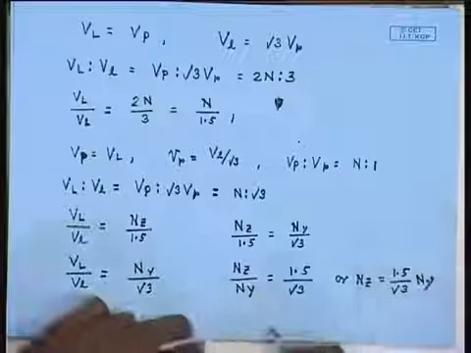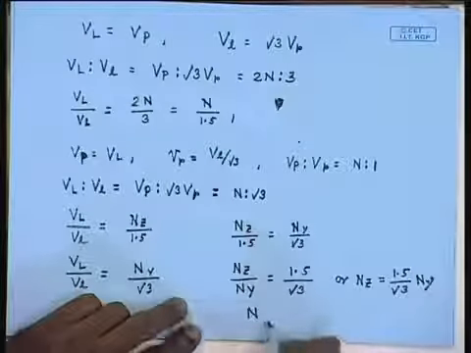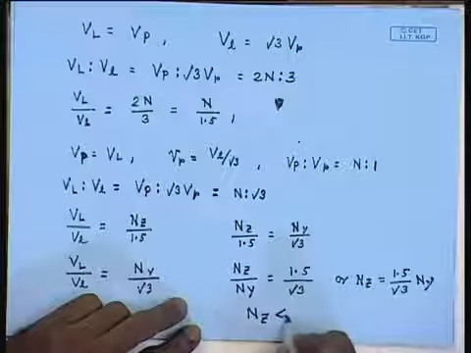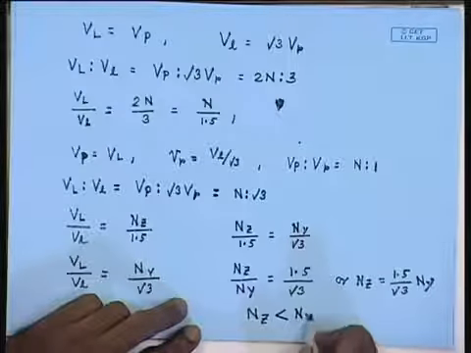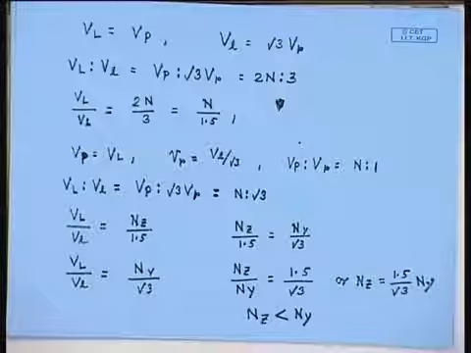In other words, Nz will be less than Ny, which shows that for the same line voltage ratio, if we use a zigzag star connection on the secondary side, then the number of turns on the HV side can be reduced. So, that gives a cheaper transformer. So, that is why sometimes it is preferred.